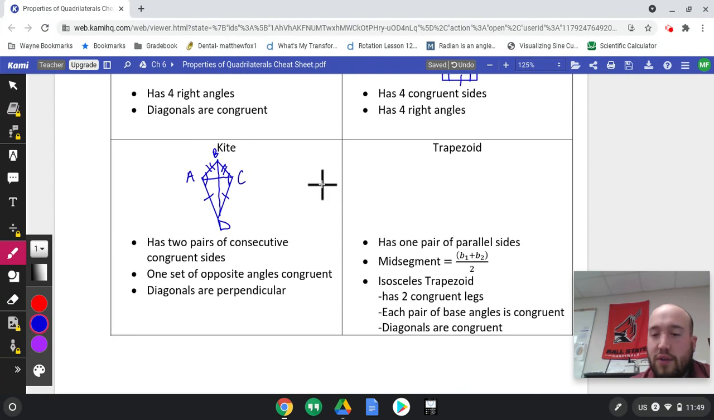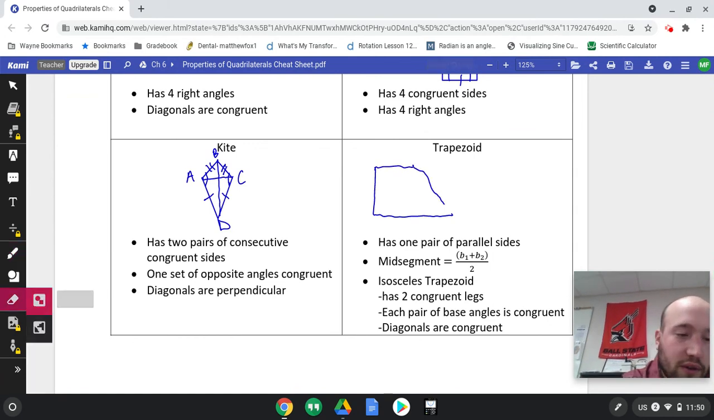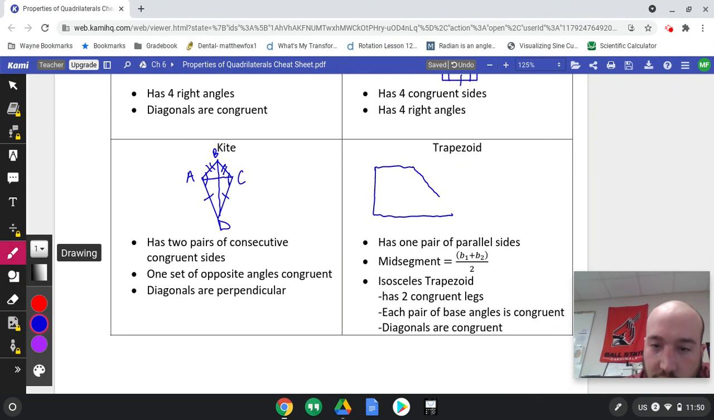Okay, our final shape we've talked about is a trapezoid. So if we have a trapezoid, we know we have one pair of parallel sides. So that is why it is not a parallelogram. While the top and the bottom here are parallel, the left and the right side are not, so this is a trapezoid.